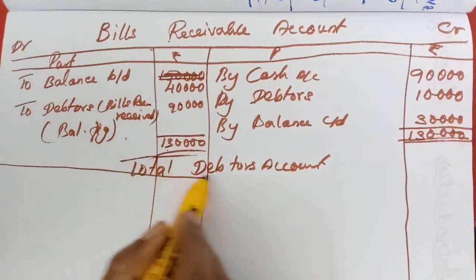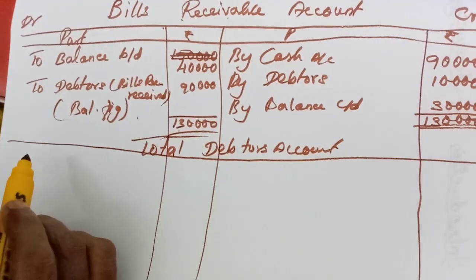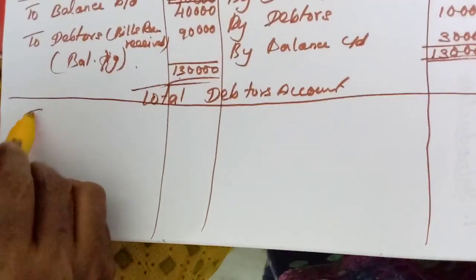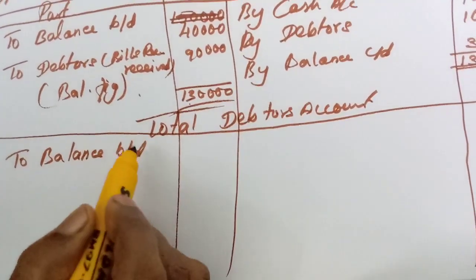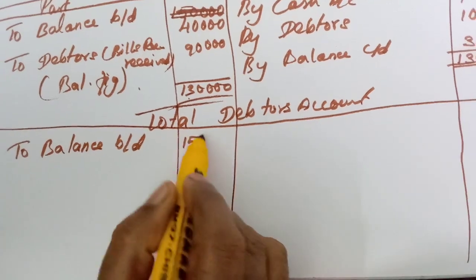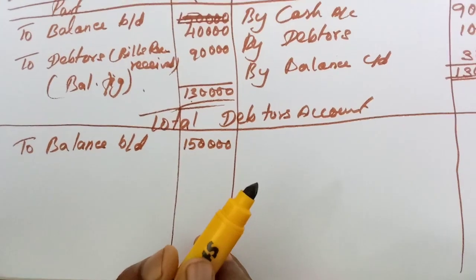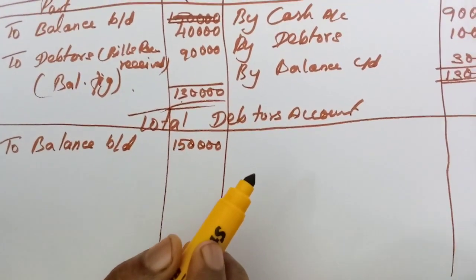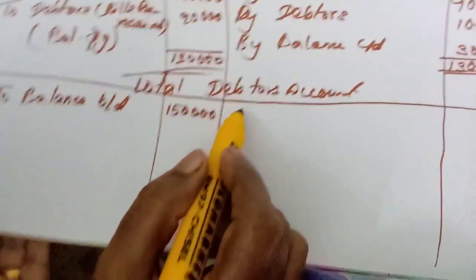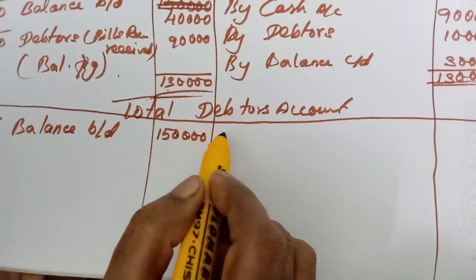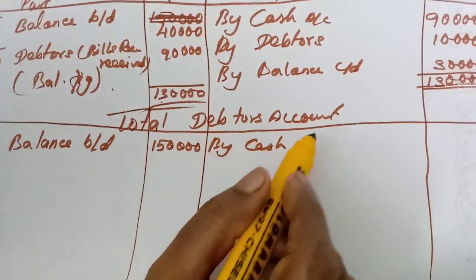The same way, you have to draw the line and write from the beginning. Debtors on 1st April, so to balance brought down 1,50,000. Then cash received from debtors. What is the entry? Cash account debtor to debtors. So by cash 3,90,000.